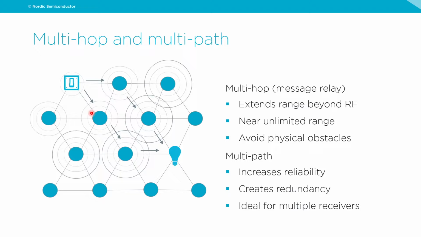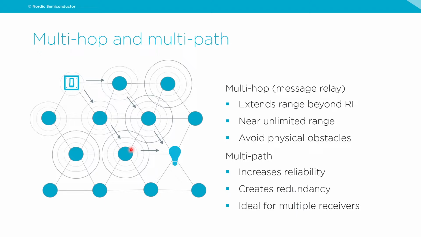Technically, there's a limit of 126 hops, but with 3 hops, you easily cover an entire office floor. So there's basically no limit to this. It gives us range, but it also lets you get around physical obstacles. If there's a concrete wall in the way of a node, you can find a path around it.